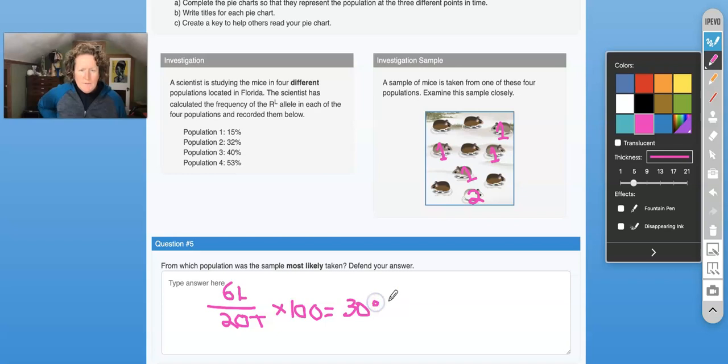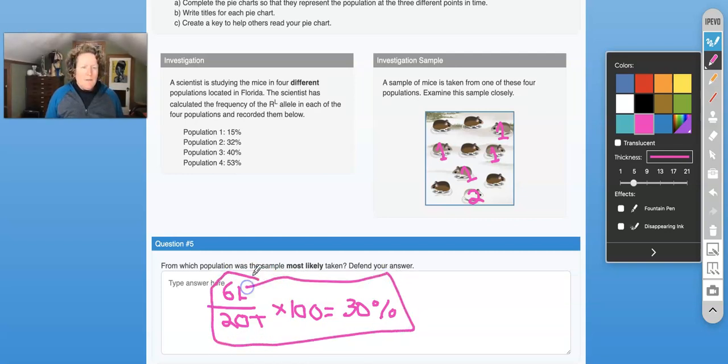So if we got 30%, which one is that closest to? Is it closest to 15%, 32%, 40%, or 53%? So in your answer, you should explain this calculation, and then you should explain why you think it's closest to whichever population you've chosen from this group here. So for number 5, explain the calculation, explain how you got the number of alleles, and pick which population you think it's closest to. This is the end of page 2.